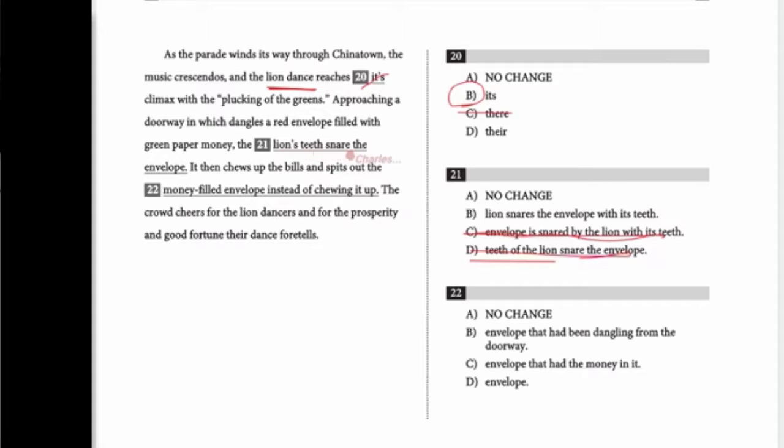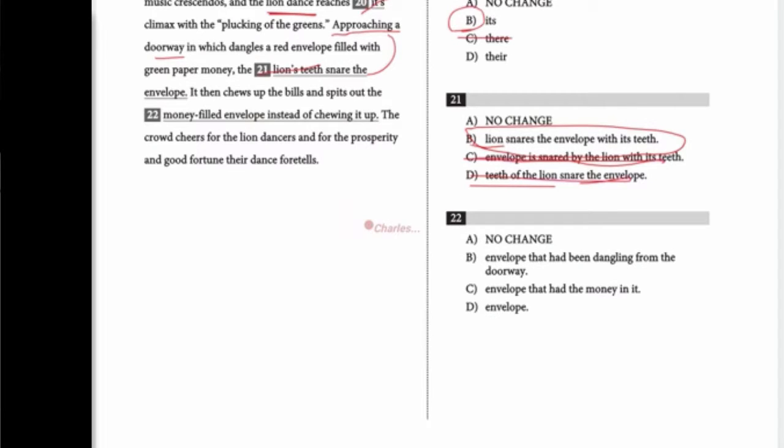Approaching. So what is actually approaching the doorway here? It's not the lion's teeth approaching the doorway, it's the lion. So we have actually a misplaced modifier. We should have approaching the doorway, the lion snares the envelope with its teeth, right? Okay. The answer for 21 is B.